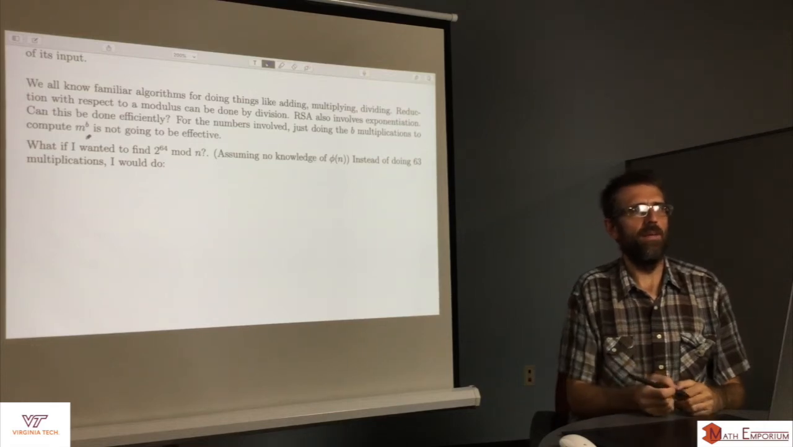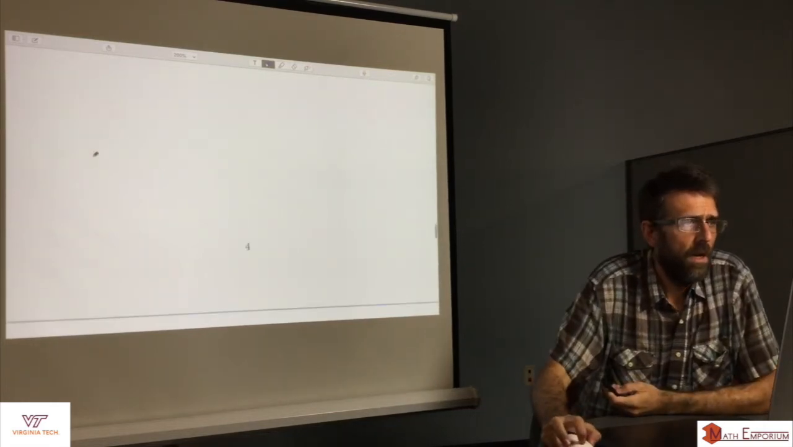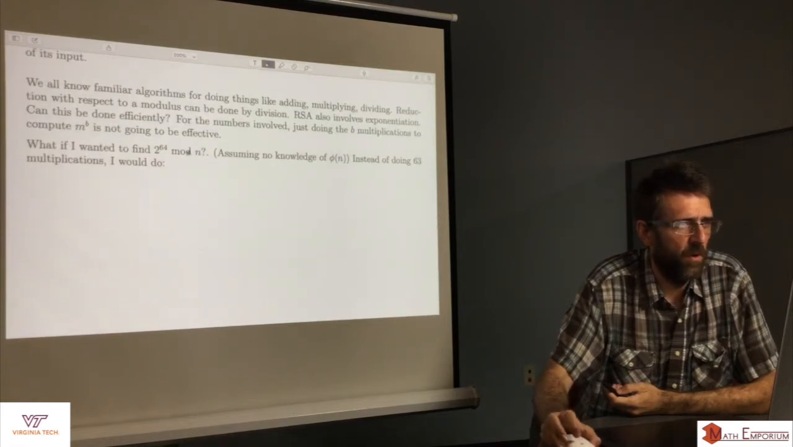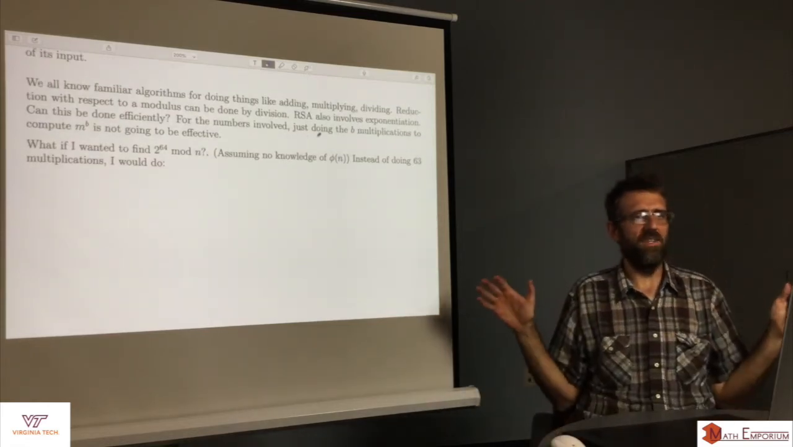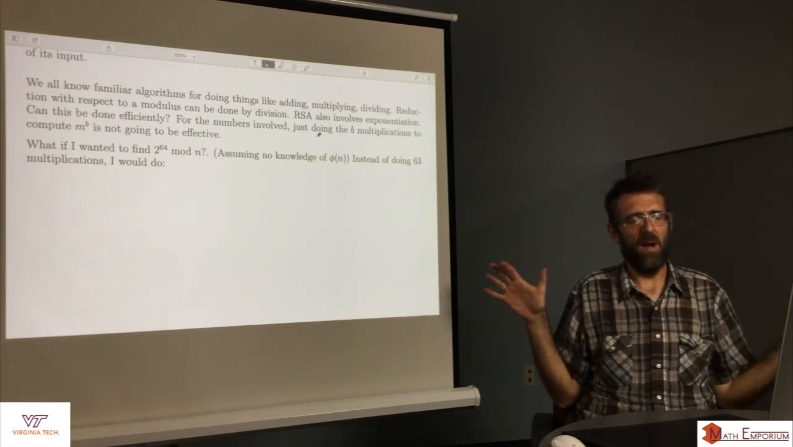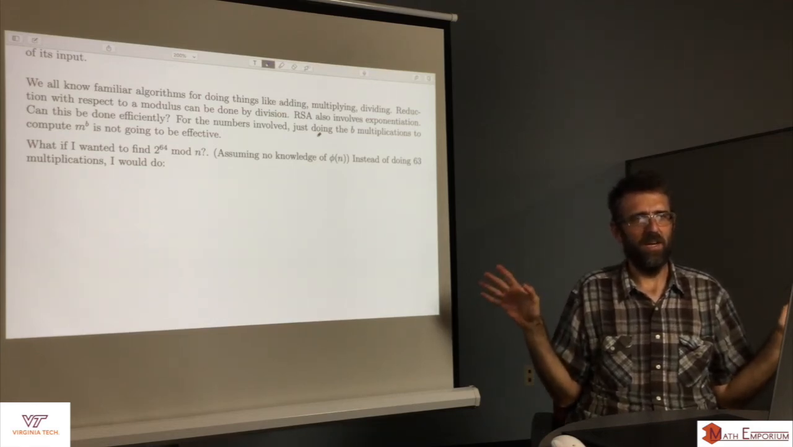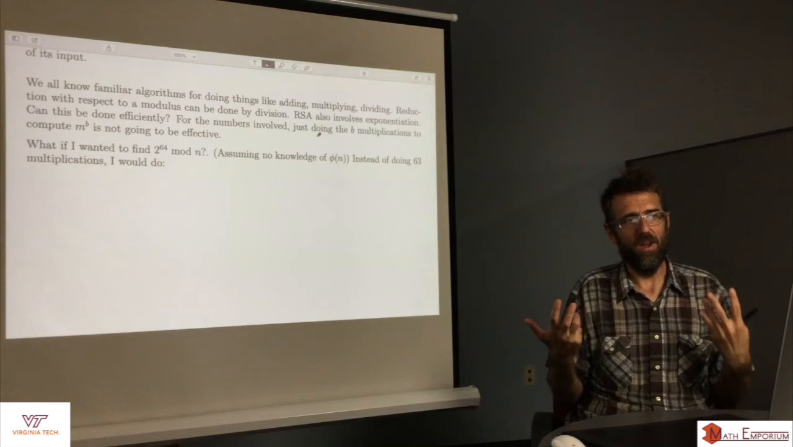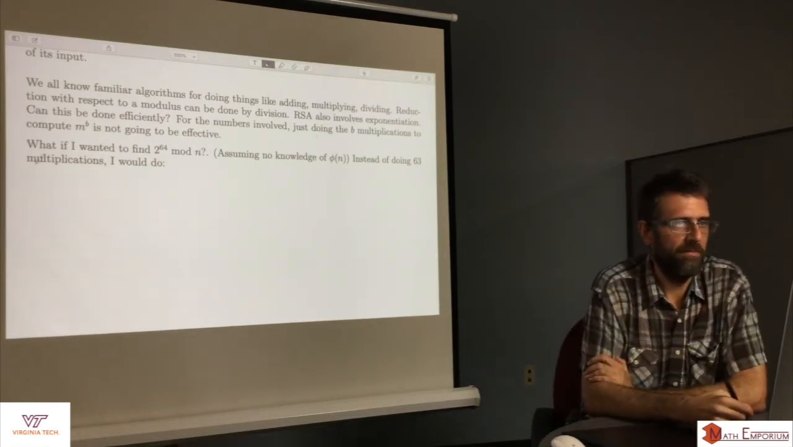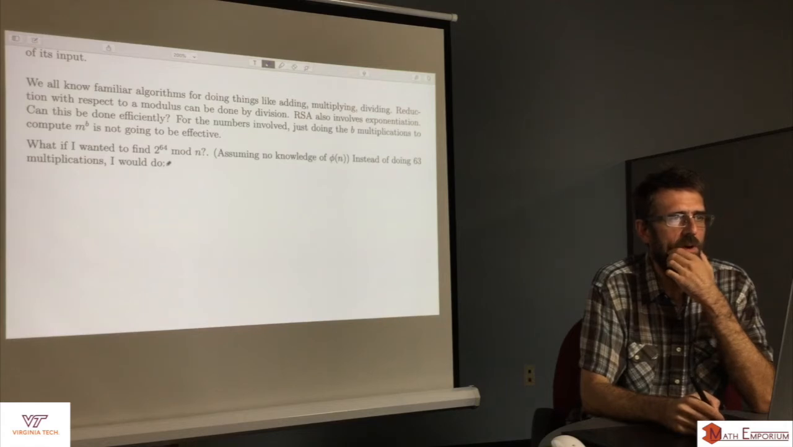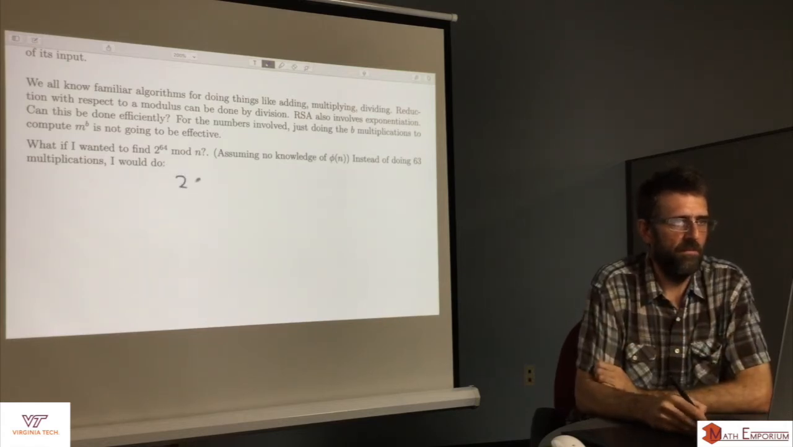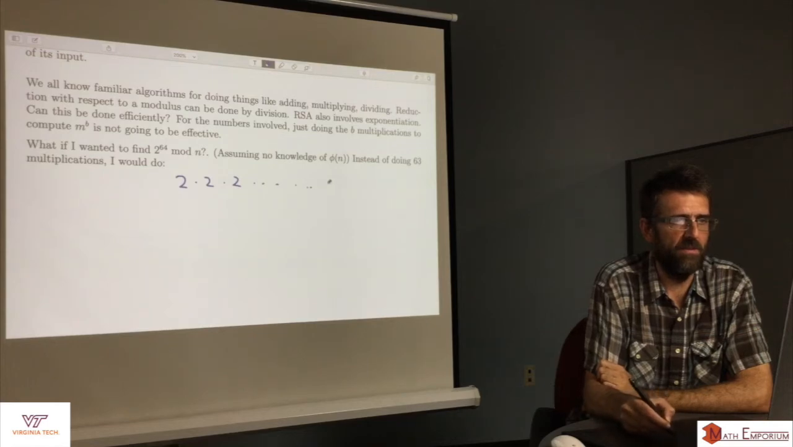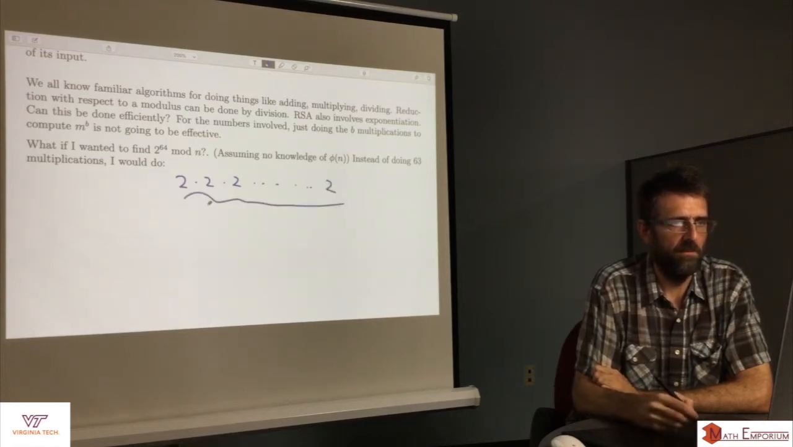So let's try to find a more efficient way of doing multiplications. For example, suppose I wanted to calculate 2 to the 64 mod n. And I'm going to assume I have no knowledge of phi of n here. In a lot of these problems, we could cheat and do things quicker if we knew phi of n, but the person doing the encrypting is not going to know phi of n. So we're just going to assume we have to do this the long way. So what would I do if I wanted to do 2 to the 64? Well, we could use our naive method that I just described verbally, and just do 2 times 2 times 2 times 2. And so there would be 63 multiplications here.